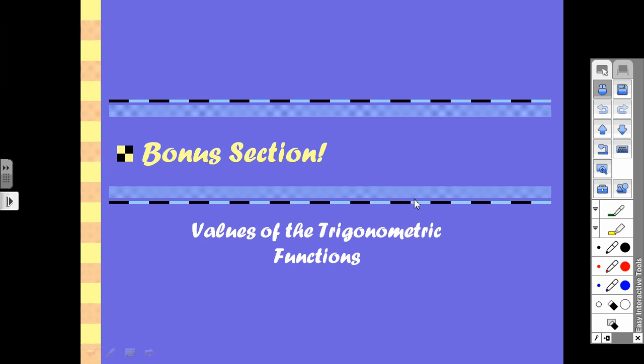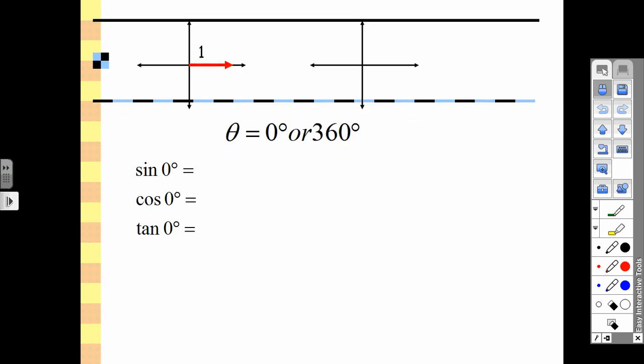Bonus section. Here we go. We're going to talk about the values of trigonometric functions, which really means that we're going to be talking about how do you find the sine, cosine, and tangent, and by extension, cosecant, secant, and cotangent of quadrantal angles. So angles that are 0, 90, 180, 270, things like that.